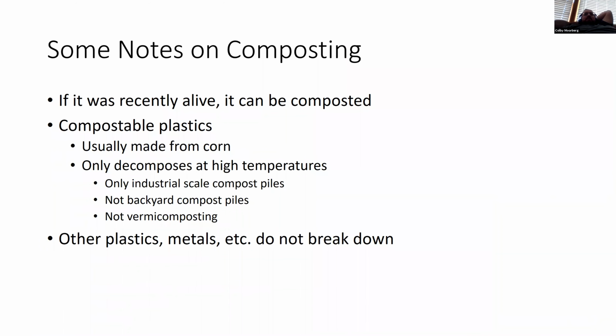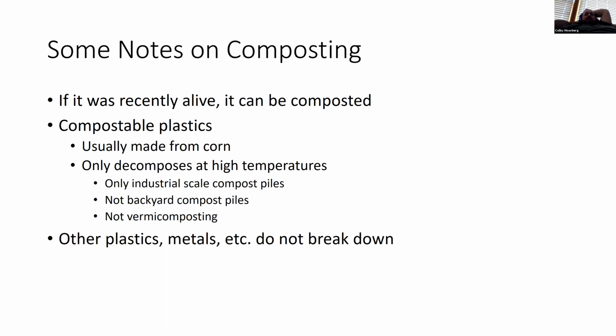So some general notes on composting. If you're thinking about what is possible to be composted, basically if it was recently alive, it can be composted. So any wood theoretically could be composted. Paper was part of a tree. Anything that's food scraps. And also, this does include animals, but there are certain situations or certain methods where you can compost animals. You just got to be careful about animals, but if they're recently living, they can be composted.